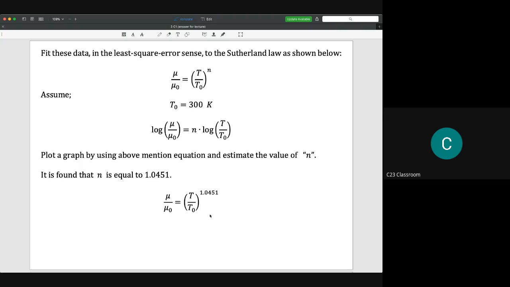Then we could substitute in this equation, which means that next time when we want to estimate the ammonia gas, we could just substitute into this equation to get whatever other value that we need from this equation.